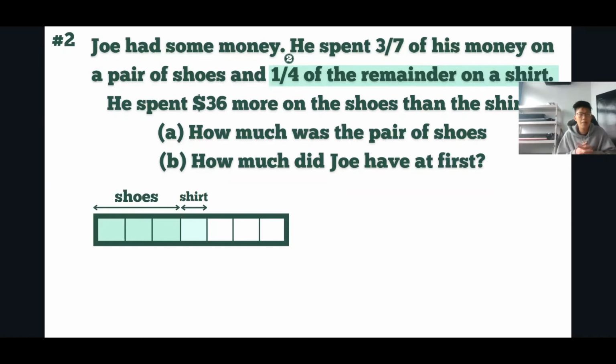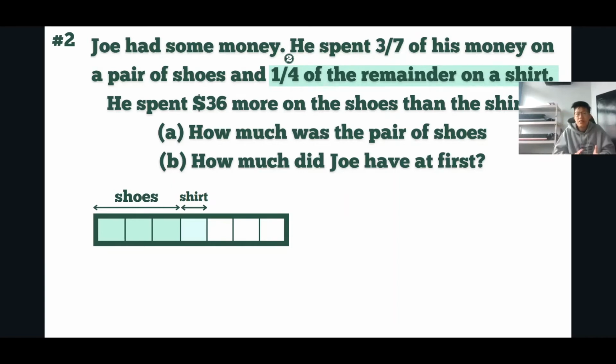I can draw a model. As you can see over here, I will shade 3/7 for shoes, and then after that, I look at my model. I realize I don't have to draw a drop-down model. Why is that so? Because just nice, I have 4 units over here, and 1/4 of the remainder means 1 unit out of these 4 units was spent on a shirt. So I just shade it. Whenever you have the exact amount of units, you do not have to break it down into parts.